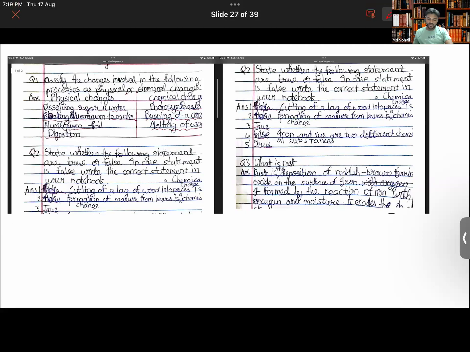Okay, now Sundus, I have got your assignment. I've taken a screenshot of one of the pages. There were a few mistakes in this one. The first question was: classify the changes involved in the following processes as physical or chemical change. So you have written physical change for dissolving sugar in water, correct? Coating aluminum to make aluminum foil, digestion. No, look here. That was the wrong example. Digestion is not a physical change. It's a chemical change, no? Because so many enzymes are acting on the food, so many digestive juices are breaking down the food. So that can't be obtained back.